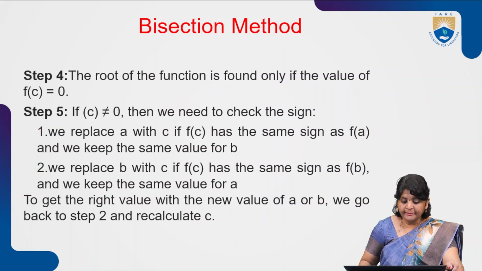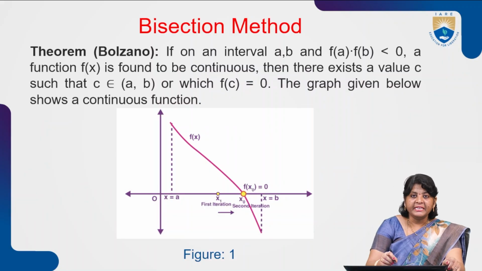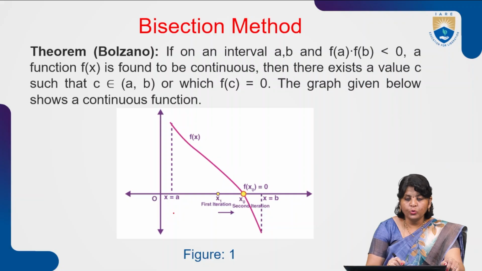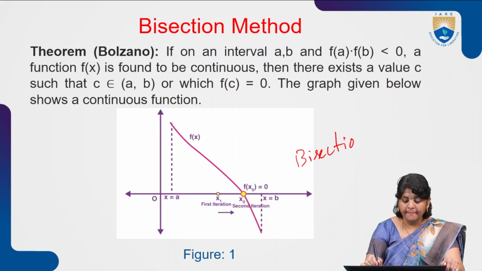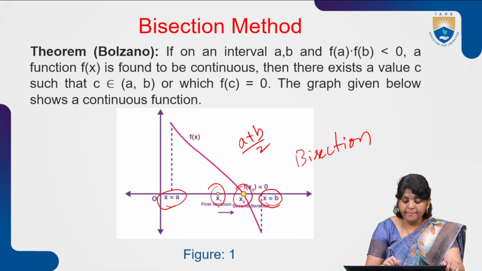So the algorithm can be explained with a simple example. And here is a theorem, and this theorem indicates the bisection method, how we will find the root. And this is a graph indicating the bisection method. Where x is equal to A and x is equal to B, we will find the midpoint, A plus B by 2. And then we will go through some iterations. This is the first iteration and second iteration and so on. But always the root lies between this A and B value.